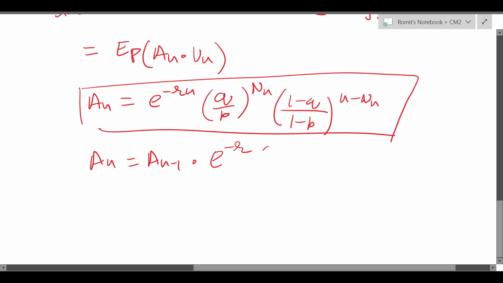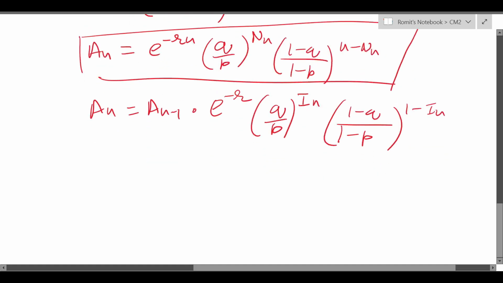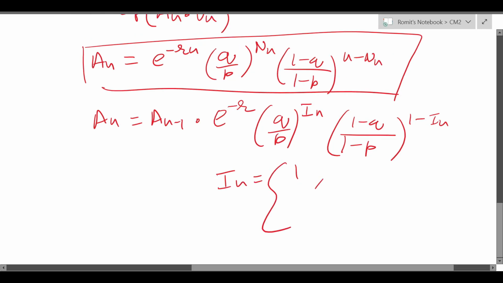You will get q by p if there is an increase, and you will get 1 minus q by 1 minus p if there is a decrease, right, in that particular period n. So you can indicate that with an indicator variable In and 1 minus In, and you can say that In takes a value 1 if there is an increase, that is Sn is equal to Sn minus 1 times u, and 0 if Sn is equal to Sn minus 1 times d.